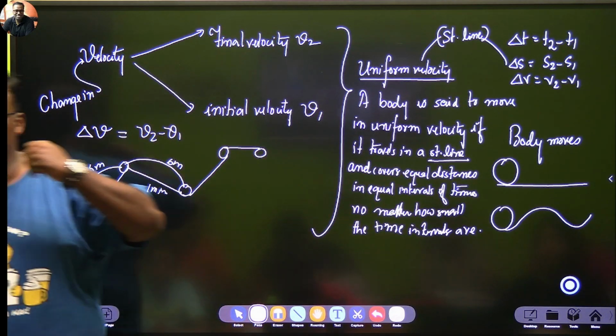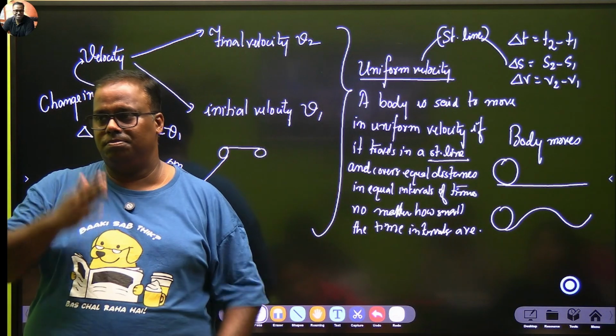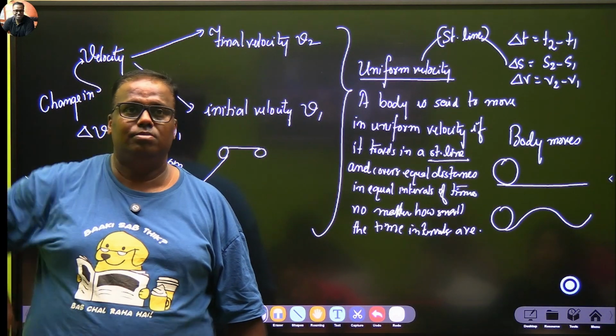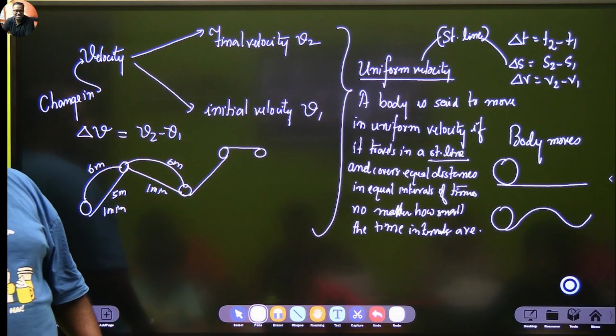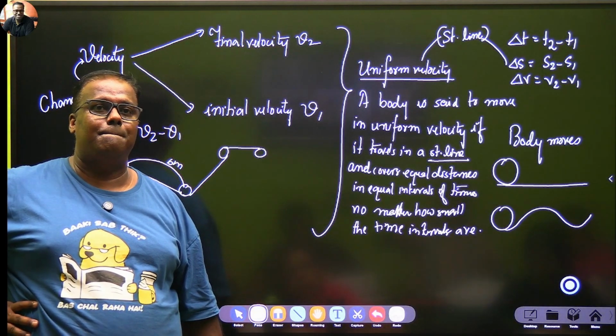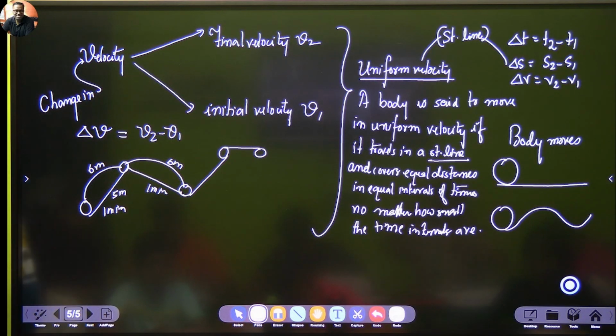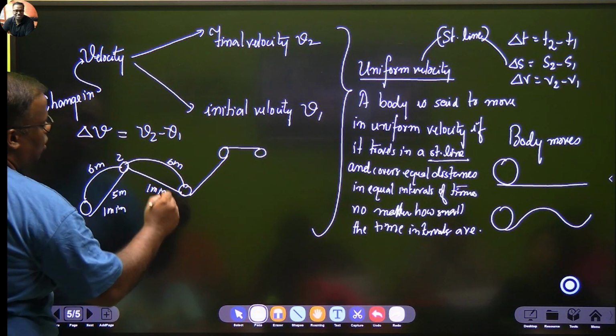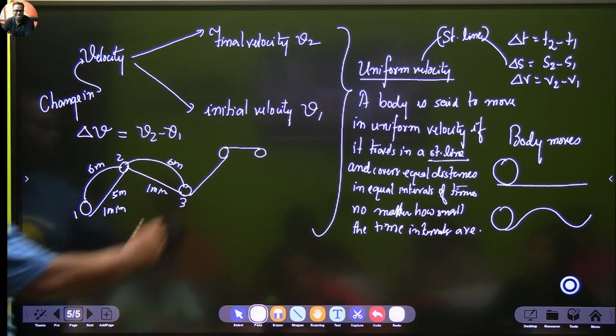Equal displacements in equal intervals of time. Samajh? Here, there is a straight line. Those are the examples of 5 meters, 6 meters, 8 meters. So let's take each point as A. Yeah, this is point 1, point 2, point 3, point 4.